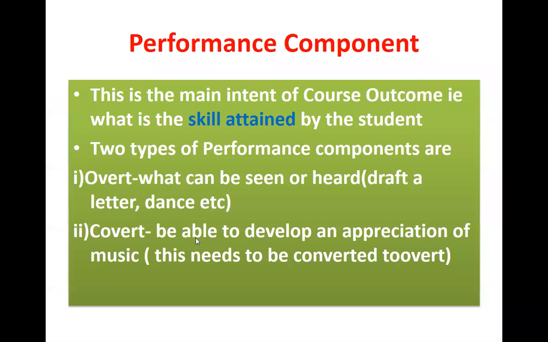Okay. So performance, as the name suggests, depends on the verb that we are going to use in the course outcome. And the main intent of the course outcome is the skill attained by the student. So the skill attained is very important here. The two types of performance components are overt and covert. Overt means what we can see or hear, like draft a report, draft a letter, dance, etc. This is something which can be seen, and this is highly encouraged while writing the course outcome.